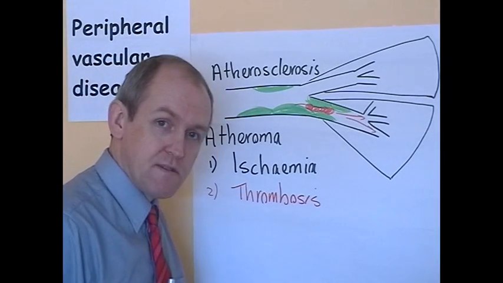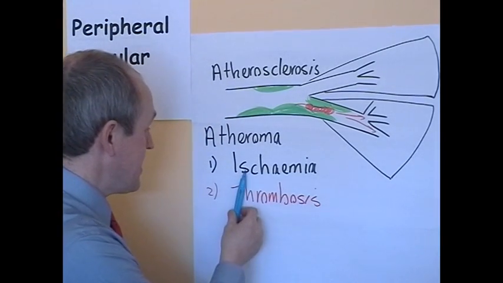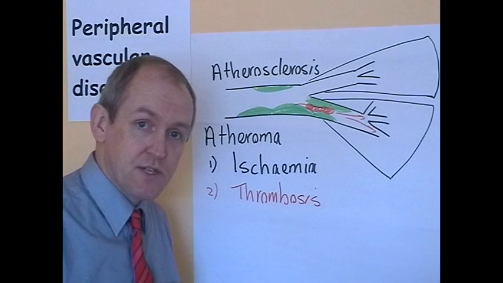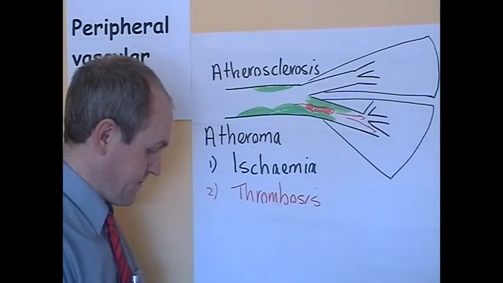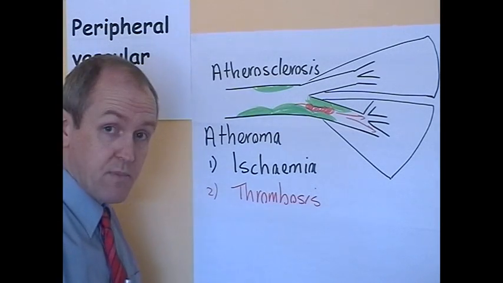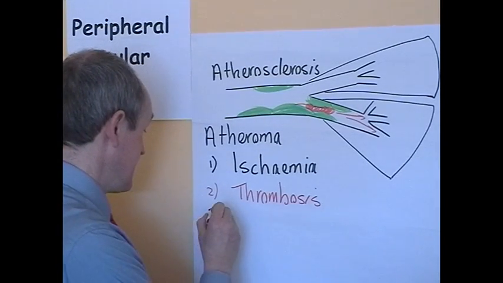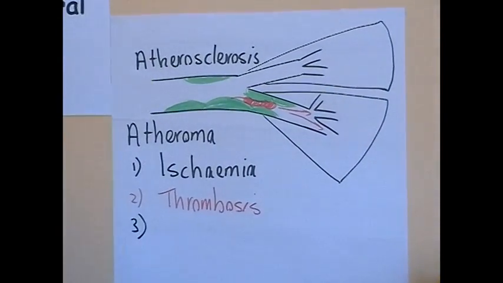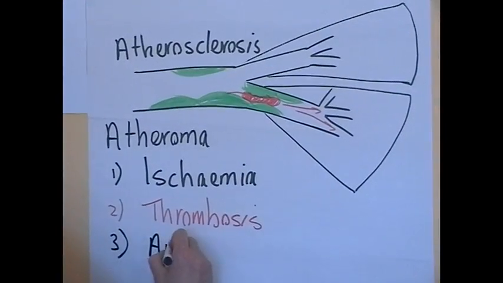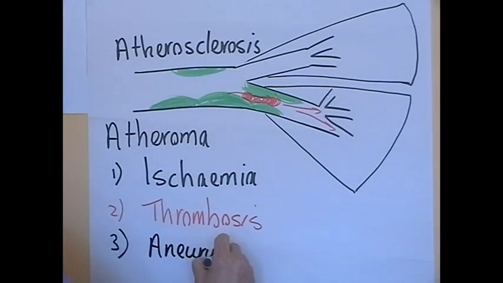So a thrombosis can develop. Ischemia and thrombosis, both complications of the atheroma. The third complication of atheroma is that the wall of the blood vessels can be weakened, causing aneurysm. That can ultimately lead to the rupture of a blood vessel. This can occur in the aorta, for example.